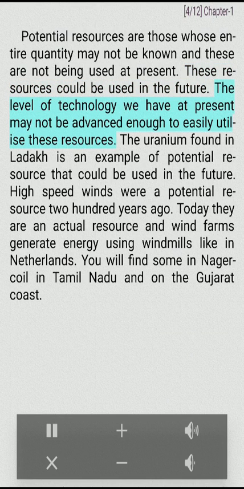Potential resources are those whose entire quantity may not be known, and these are not being used at present. These resources could be used in the future. The level of technology we have at present may not be advanced enough to easily utilize these resources. The uranium found in Ladakh is an example of potential resource that could be used in the future. High-speed winds were a potential resource 200 years ago. Today they are an actual resource, and wind farms generate energy using windmills like in Netherlands. You will find some in Nagercoil in Tamil Nadu and on the Gujarat coast.